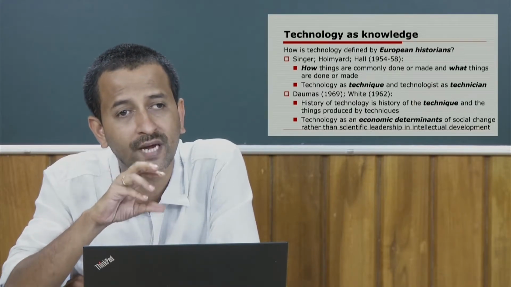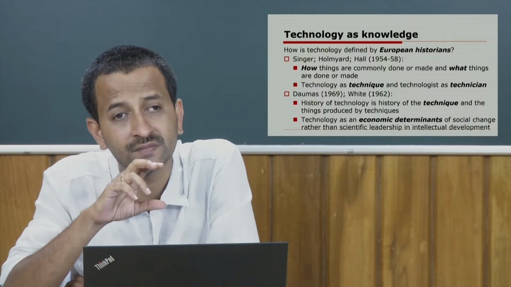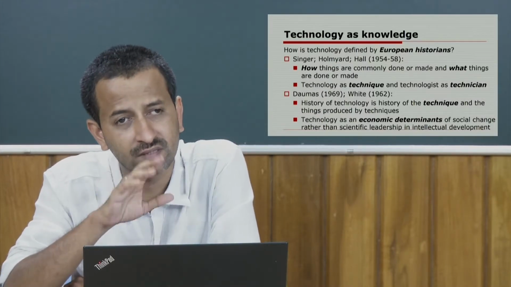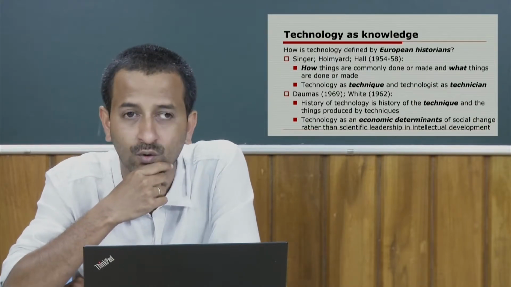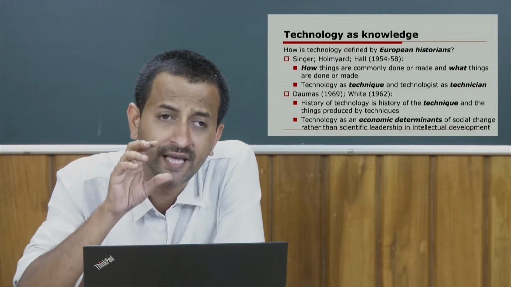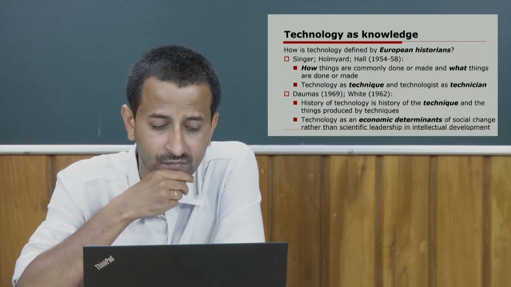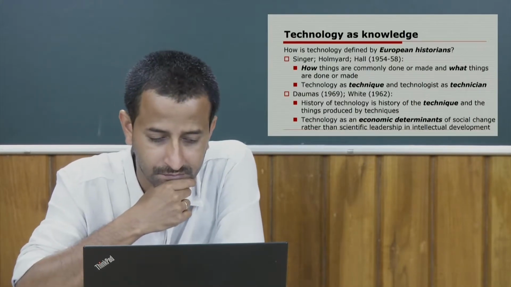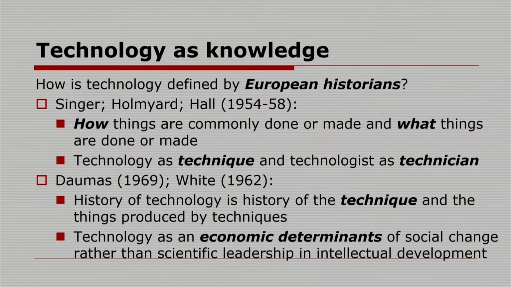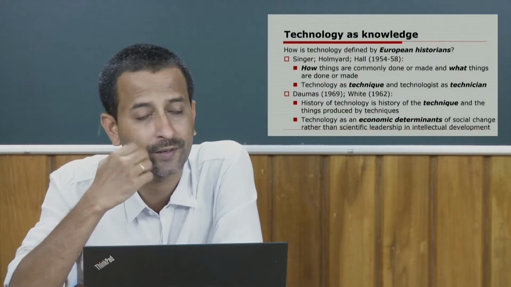When we look at the way center stage was taken by European historians of science, as well as American historians of science, the American tradition came later, but first came European historians of science and technology. Then how is technology defined by them? To give you the example of Charles Singer, E. J. Holmyard and Hall, for them technology is nothing but how things are commonly done or made and what things are done or made. How and what?